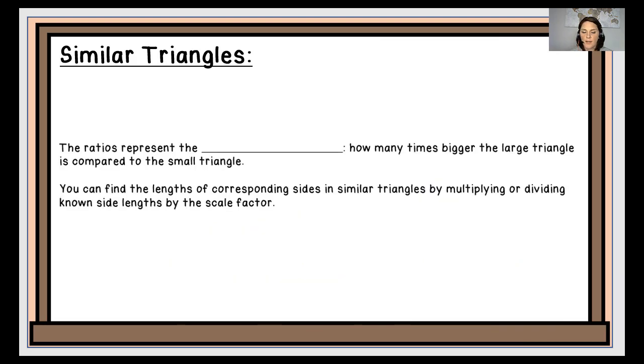So for similar triangles, the ratios represent the scale factor, and you may see this represented with the letter K. The scale factor tells us how many times larger the large triangle is compared to the small triangle. You can find the lengths of corresponding sides in similar triangles by multiplying or dividing known side lengths by this scale factor.